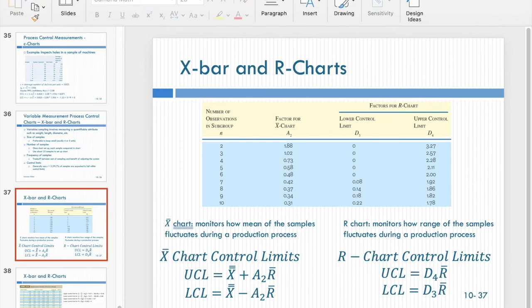Now, how to get the corresponding number? It's actually very easy. You see, the reference here is the number of observations in the subgroup, which is n. Number of observations in subgroup, or you can say in sample. That's it, the same thing. What is the number of observations in the sample?